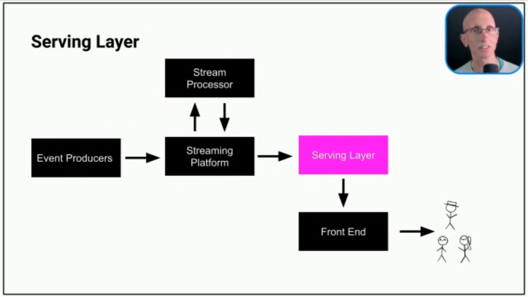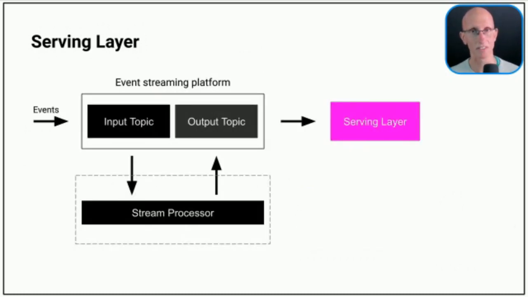And then now we move on to the serving layer. So this is where the data is going to live before we serve it to our front-end application. And so this will be connected to the event streaming platform, and then it's possible that a stream processor might be operating on the data in the event streaming platform before it makes its way to the serving layer.